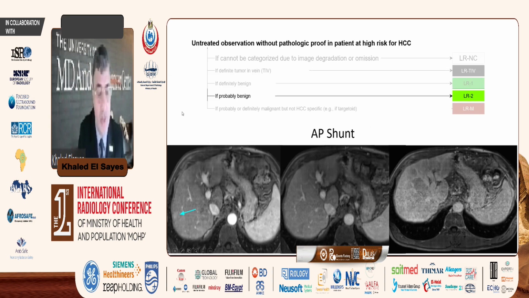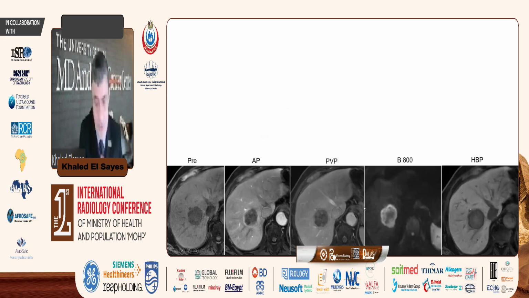Something like that can be tricky, because it's arterial hyperenhancing. But if you're sure that this is an AP shunt, when you see it as wedge-shaped, hyperenhancing in the arterial phase, and then becoming isointense or isodense in the delayed phase, then this is probably benign. This is an AP shunt, which is safe to say is probably benign, and you don't want to do anything else about it. But you have this entity when you see a rim-like enhancement.